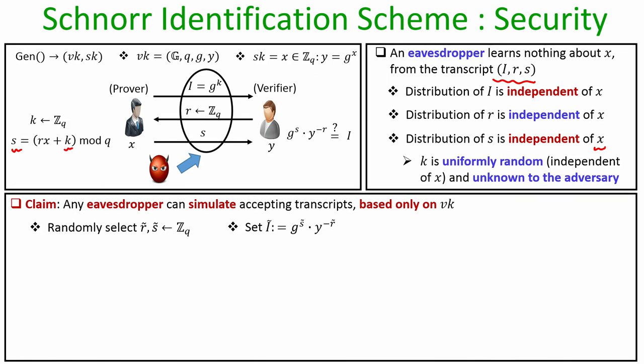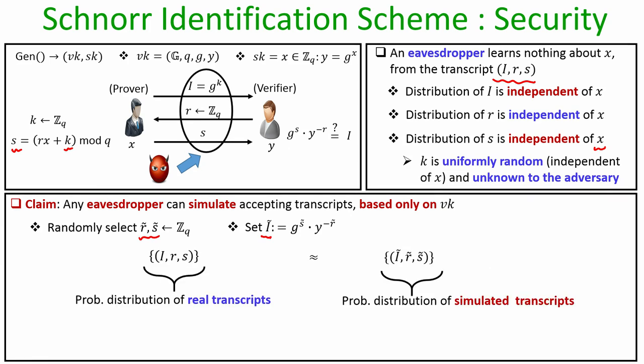So, what the eavesdropper could do is, it could randomly pick an R value and S value from Z_q. And then, once it picks the R value and S value, it could set the I value to be g to the power of the S value that it has picked, multiplied by y to the power minus the R value that it has picked.